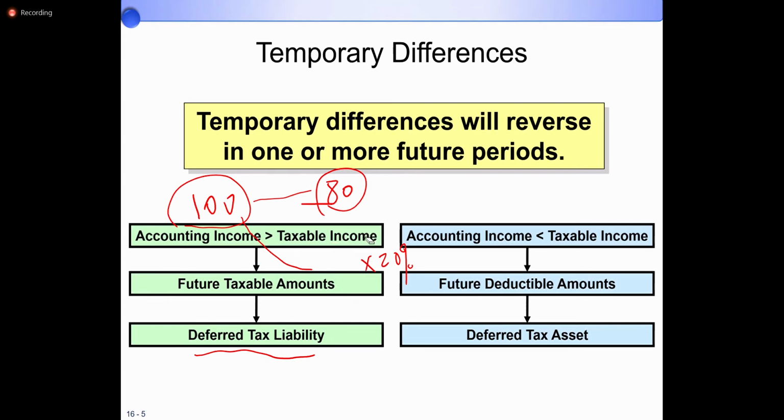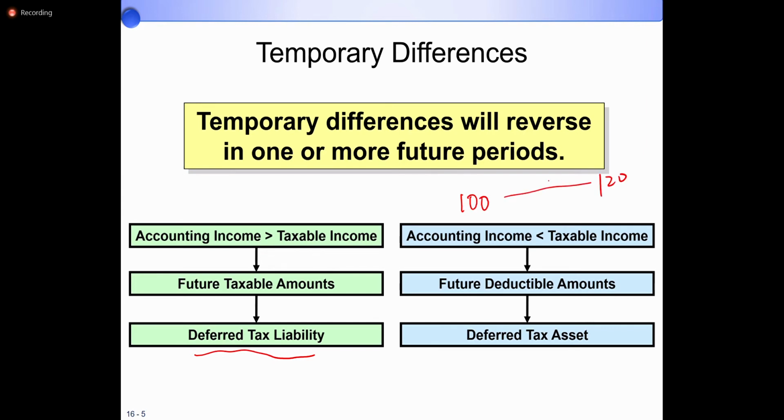And then we also talked about the other situation, where accounting income is less than taxable income. Let's say accounting income is 100 but taxable income is 120. What do we do here? We made profit of 100, but we pay tax on 120. It seems not fair, but because we paid more taxes right now, in the future we can deduct that 20. This 20 is called the future deductible amount.